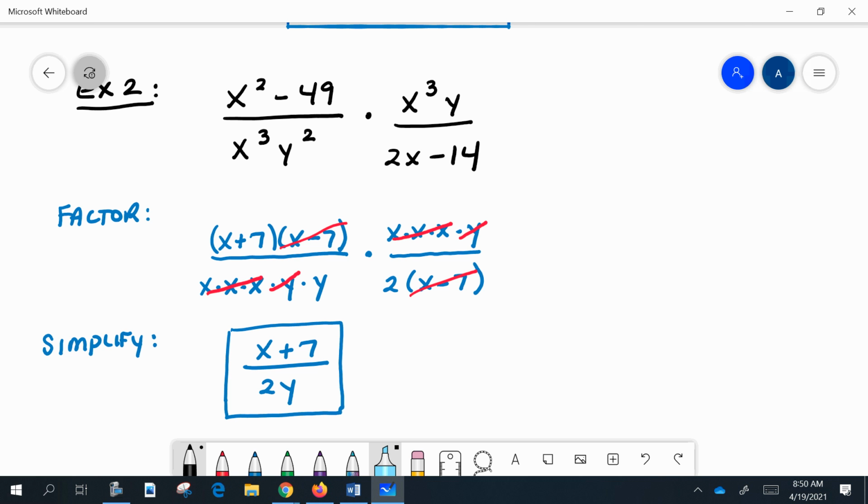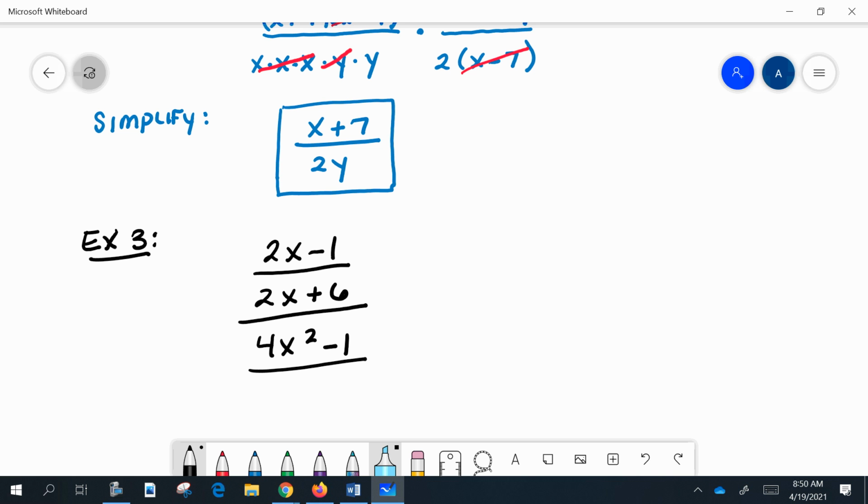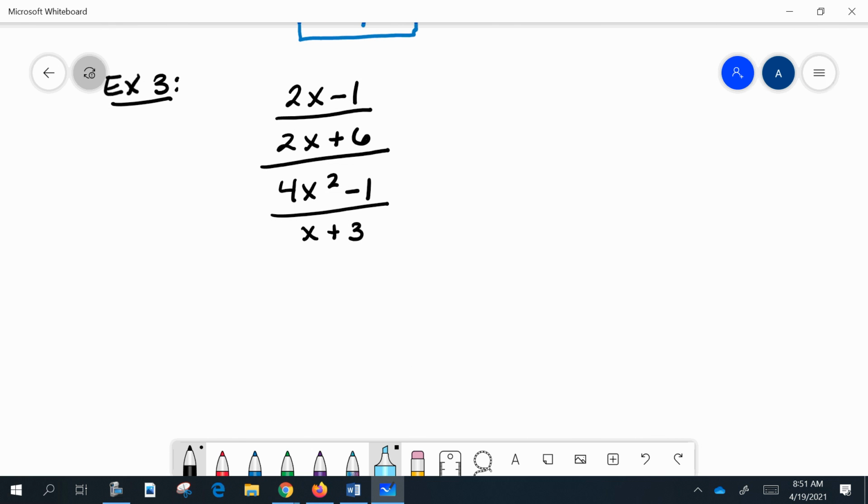Okay, so let's just do one more example, because I need to show you an example of something that's called a complex fraction. All right, so a complex fraction is going to look like this. Let's suppose that we have 2x minus 1 divided by 2x plus 6, all divided by 4x squared minus 1 divided by x plus 3. Okay? And it lives up to its name. I mean, it is a complicated looking problem.